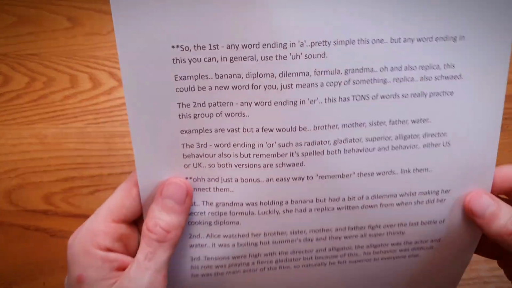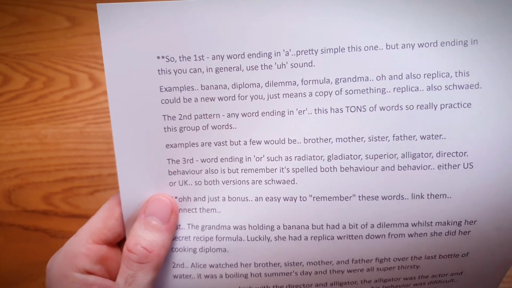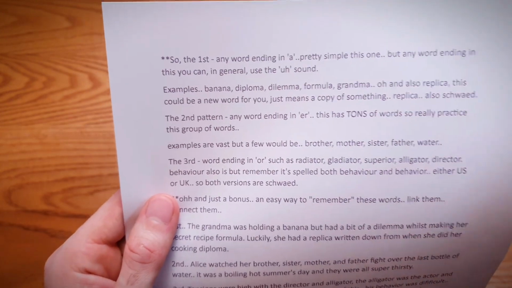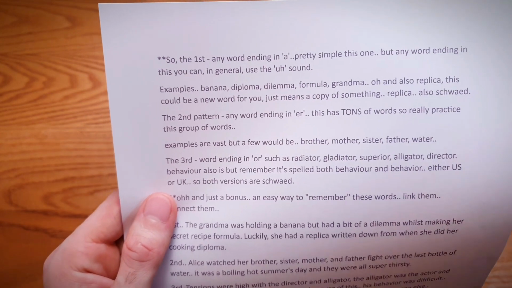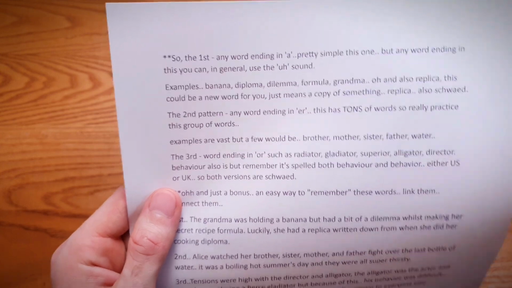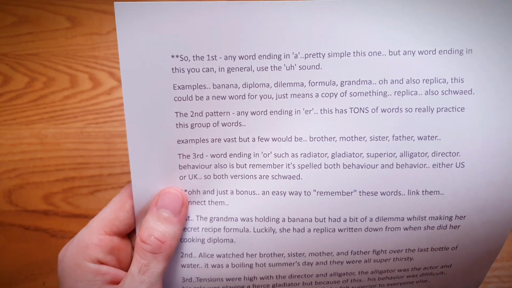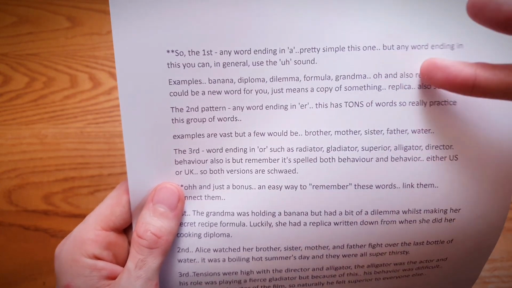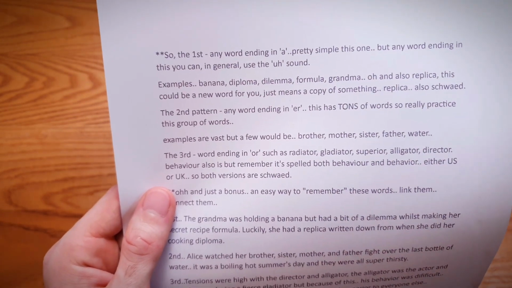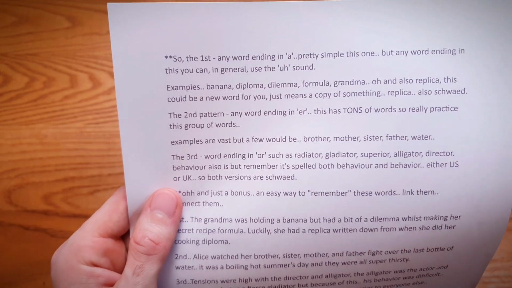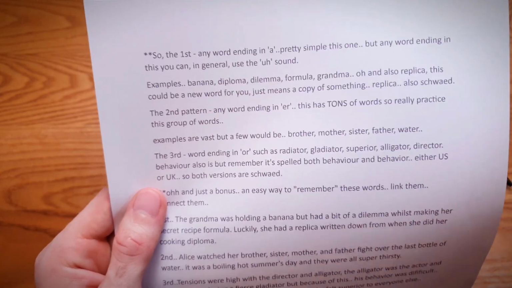All right, so the first, any word ending in an A sound, okay, just the letter A, is pretty much in general schwa. So this is a pretty simple, obvious one, but just remember A equals schwa in general, okay, that's the most common one. So examples would be banana, diploma, dilemma, formula, and grandma, and also replica. Replica, if you don't know, just simply means a copy of something. Think of repeat, repetition, a copy of something, that might help you. This is also schwa. These are all schwas, so get used to these words here.